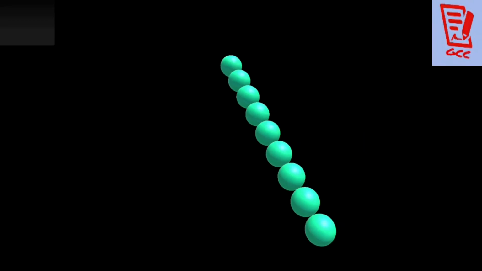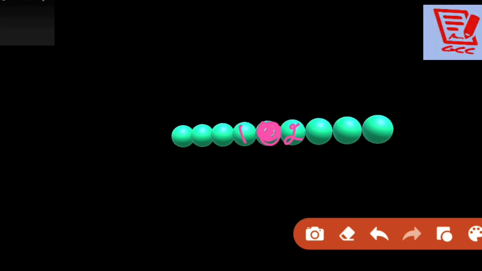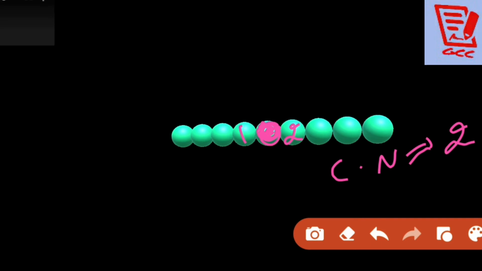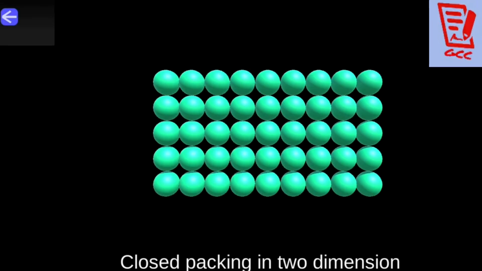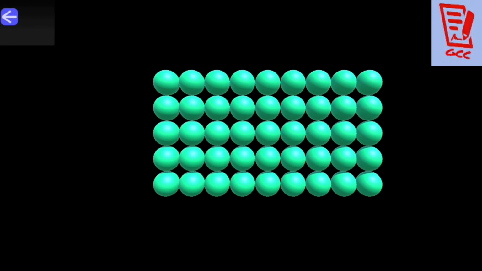As I told you yesterday also, this is a 1D sphere arrangement, and we look at the coordination number. This is a central sphere, and how many spheres are touching it? Total 2 spheres are there, 1 and 2. That is why its coordination number is 2. Is that clear? Now after that we are moving towards two-dimensional analysis.